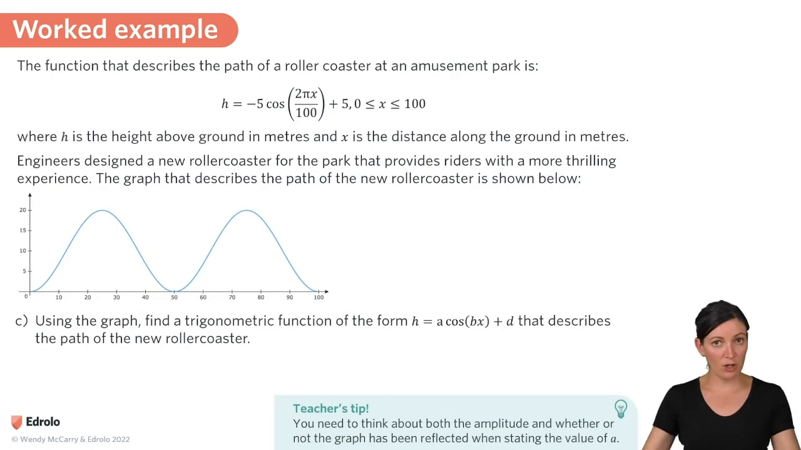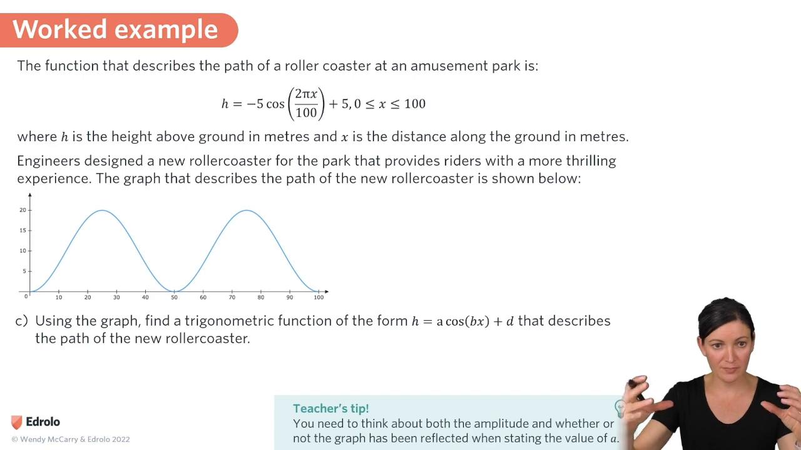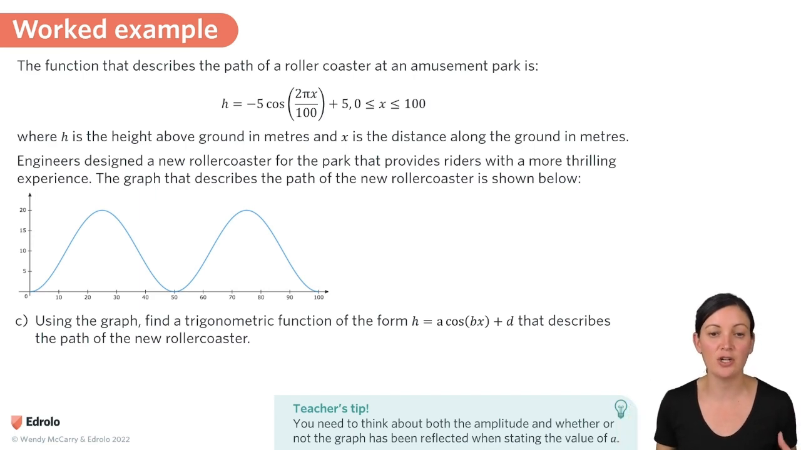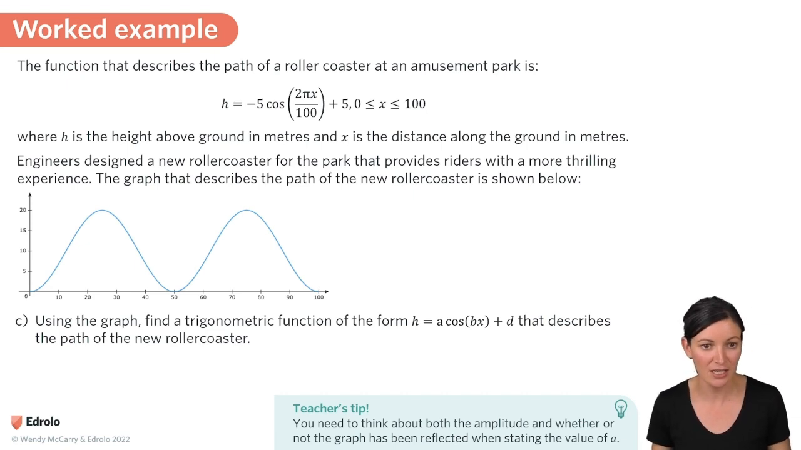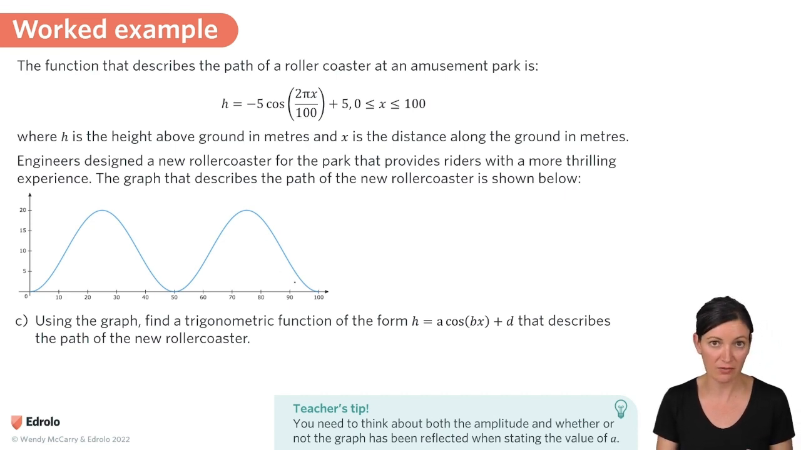Now we have a new part added on to this question. We had our original roller coaster, and then our engineers have designed a new roller coaster for the park that's a more thrilling experience. The graph of the new roller coaster is the one that you see in front of you on the screen. Using this graph, we now want to find a new trig function that describes the path of this new roller coaster.